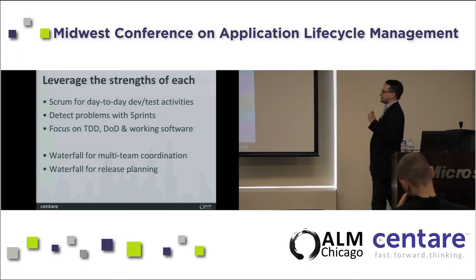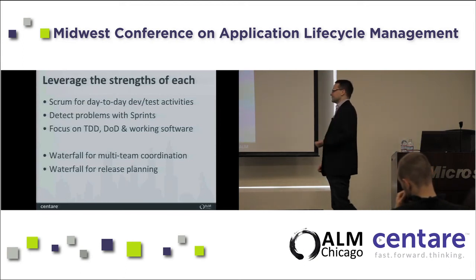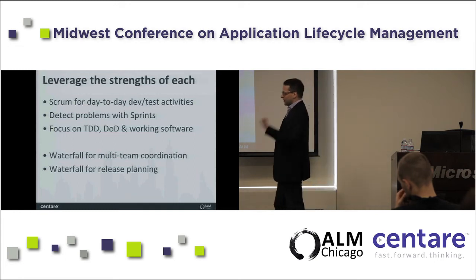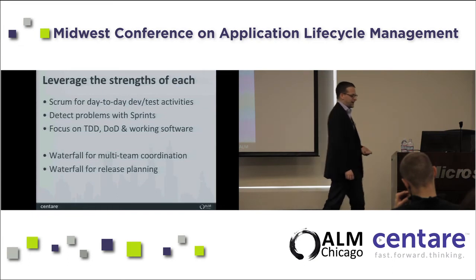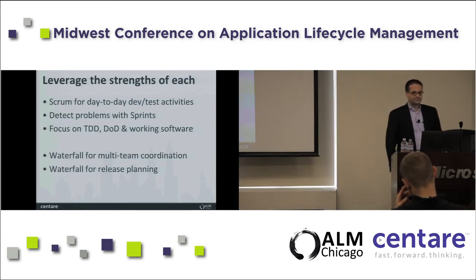So you're going to make your same forecast about what you're going to deliver in the sprint, and if you are not able to actually deliver working software at the end of that sprint, you should ask yourself why you did not actually do that.